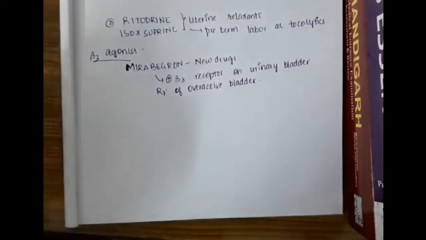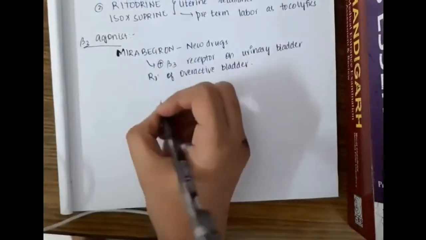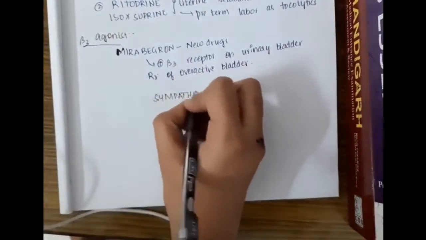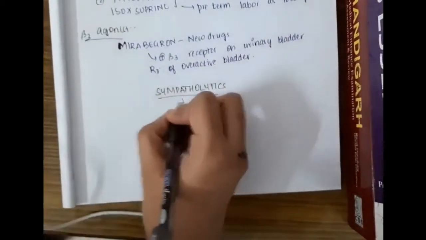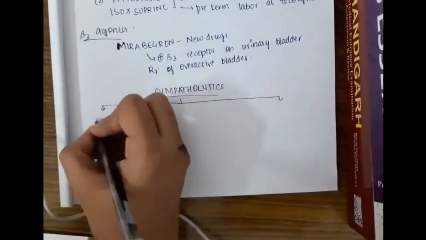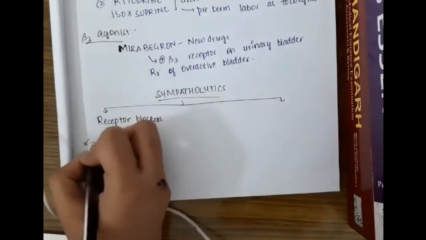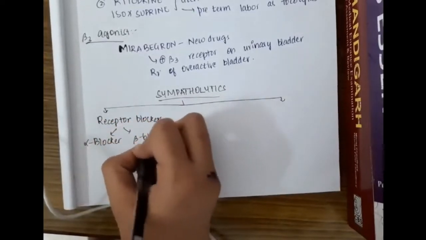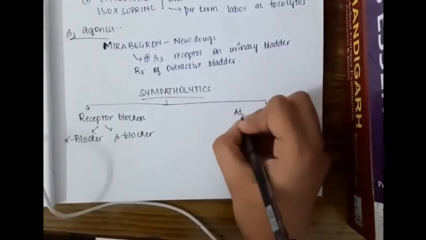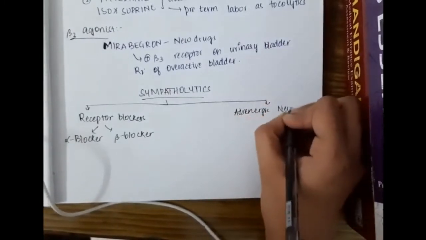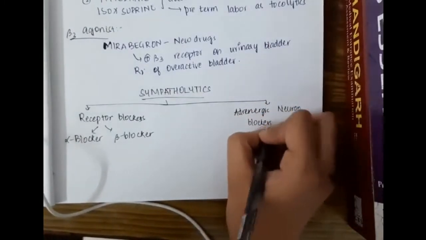Hello friends, let us now learn some important points about the sympatholytic drugs. In the sympatholytic drugs, we have two different types. One, we have receptor blockers, which include alpha blockers and beta blockers. Second, we have adrenergic neuron blockers. So first, adrenergic neuron blockers.